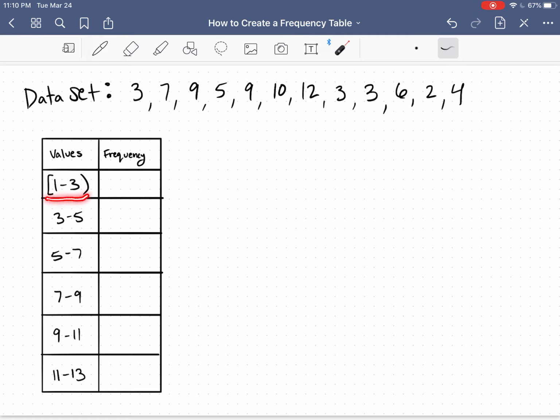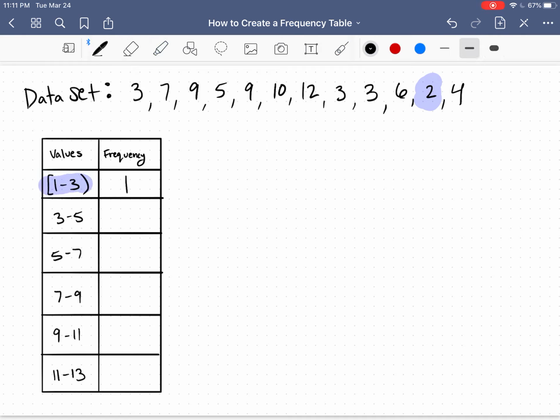So when I'm looking for the values for 1 to 3, that means that I want all of the numbers that are between 1 and 3 but not equal to 3. So I'm just going to start looking for those numbers. I can't use 3 because that is equal to 3. It looks like I only have one value, and that value is 2. Since I only have one number that is between 1 and 3 but not equal to 3, my frequency is 1.